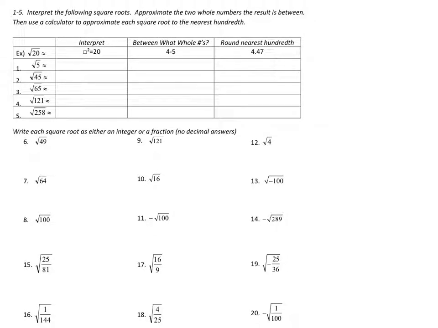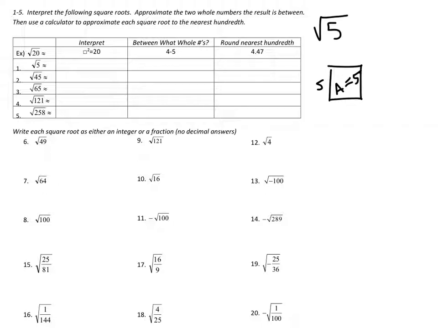So to interpret these and to solve these, we just need to understand that when we're looking at the square root of some number, like 5 in example 1, the square root of 5 is really asking us to find the side lengths of a square that has an area of 5. Now here's the thing about a square: the side lengths are all equal. So I've just got to figure out what number multiplied by itself would be 5 in this case. Now that's going to be kind of hard to figure out because 5 is not a perfect square.